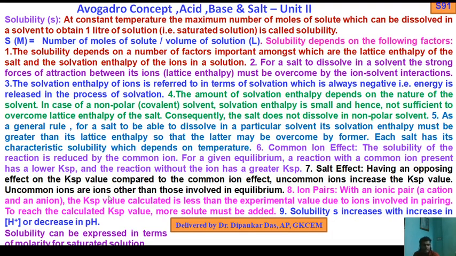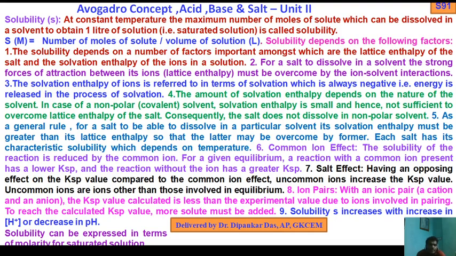Uncommon ions are ions other than those involved in the equilibrium. Ion pairs: with an ion pair, cation and anion, the calculated Ksp value is less than the experimental value due to ions involved in pairing. To reach the calculated Ksp value, more solute must be added. Solubility increases with increase in H+ ion or decrease in pH. Solubility can be expressed in terms of molarity for saturated solutions.